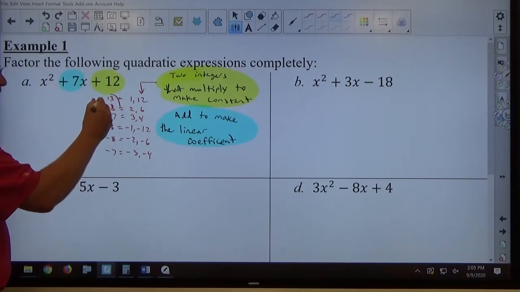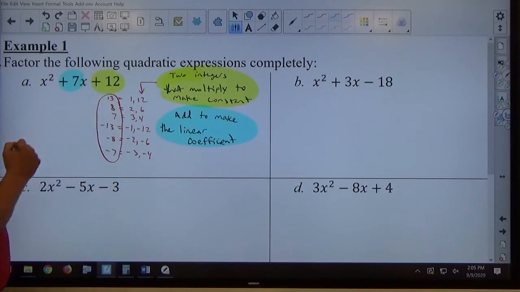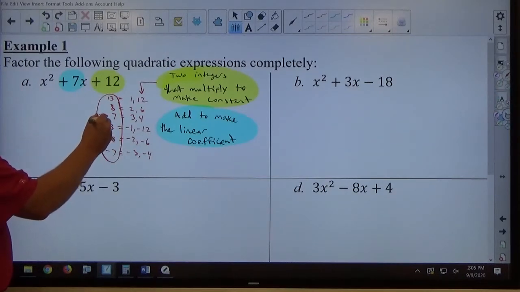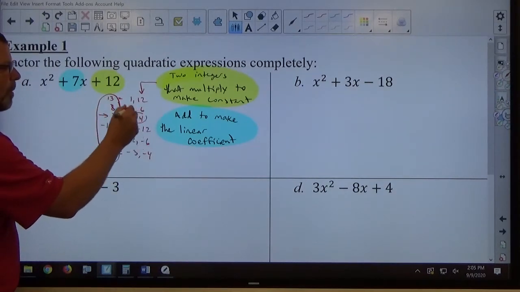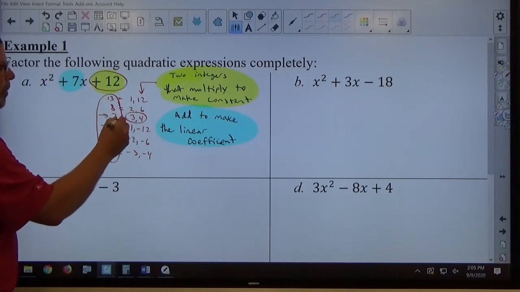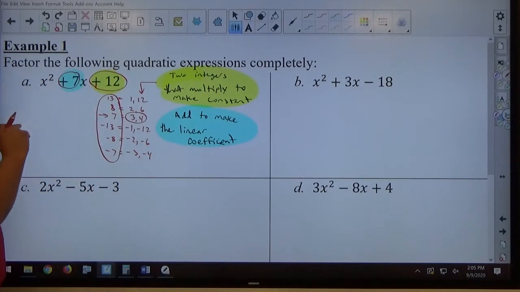These right here represent what the middle term coefficient could be, what the linear coefficient could be. The one we want, though, is this one, right? So 3 times 4 makes the positive 12 we're looking for. 3 plus 4 makes the positive 7 we're looking for. So 3 and 4 is the correct breakdown of the positive 12 and the positive 7. So the factored form of part A is going to be x plus 3 times x plus 4.